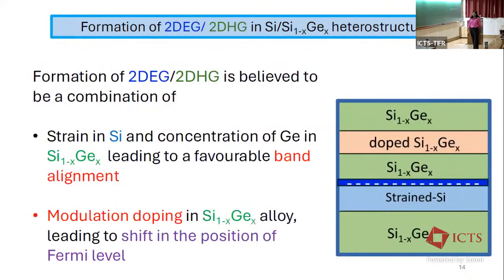So coming to the formation of this 2D electron gas or hole gas, how does it arise? Basically, it is a combination of factors: strain in silicon and the concentration of germanium in the alloy, which lead to a favorable band alignment between the two materials at the interface. I'll talk about this in detail. The second thing is the modulation doping in silicon germanium, which leads to a shift in the position of the Fermi level. I'll show that in detail.